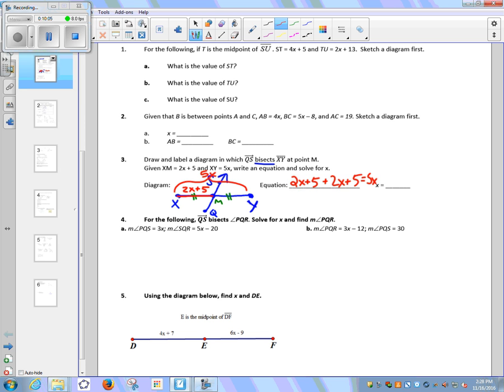Okay, because of that word bisect, since it says that it bisects, if this one is 2x plus 5, that means this one is also 2x plus 5. And so our equation becomes this plus this equals that whole thing. Another way to write it would be 2 times the 2x plus 5 equals 5x. It comes out the same both ways. You can solve that now.